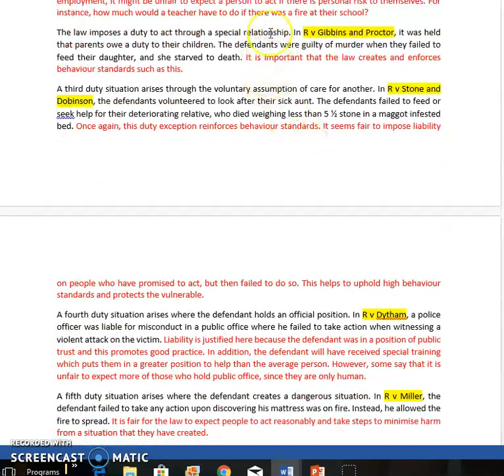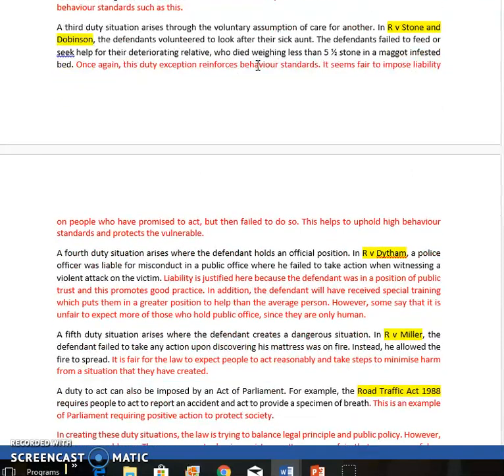Second exception is duty through a special relationship. So you've got Gibbins and Proctor. And of course, that case is telling us that parents owe a duty to their children. I've evaluated that there by saying that this is important because it enforces behaviour standards. Yeah, it's right that parents should be expected to act and look after their children.